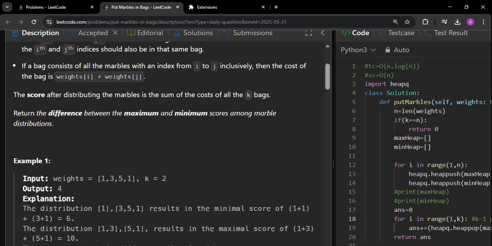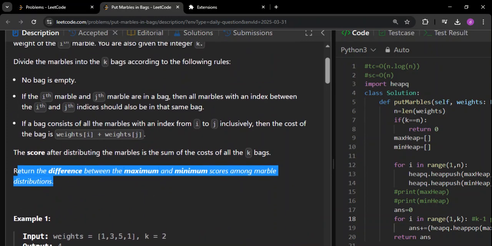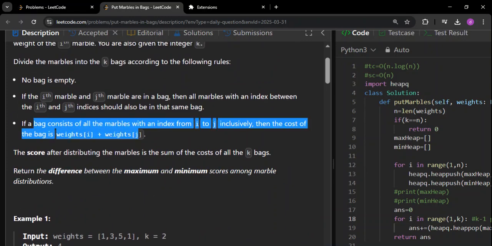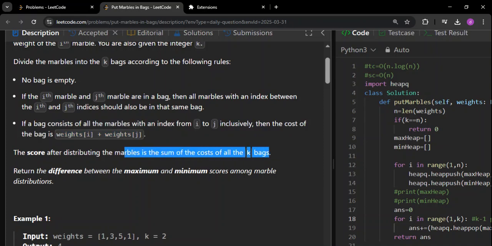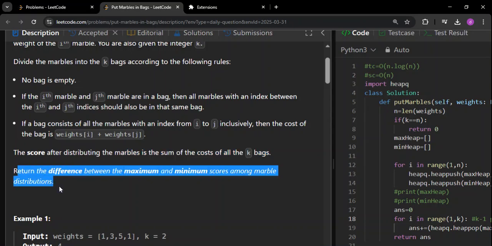So you have to return the difference between the maximum and the minimum scores among the marble distributions. I can say there are three levels in this question. First, you have to understand the cost of each bag. Then you have to understand the total cost, where we calculate the cost for all the bags. At last, we have to find the difference between the maximum and the minimum total score possible. So that is the question.